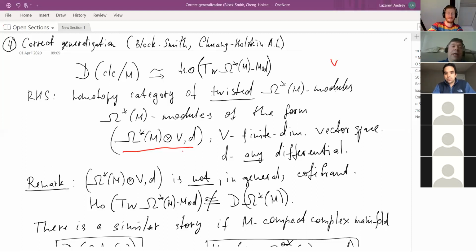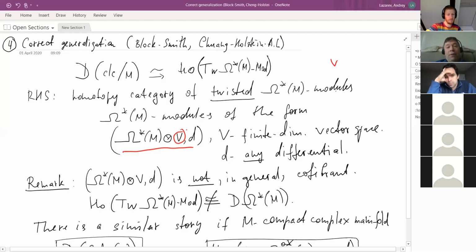For example, V could itself be one-dimensional. That's quite possible. If it's one-dimensional, then there is no way that Ω*(M) could be non-trivially a cofibrant module over itself. The only way that it's a cofibrant module over itself is if it has its own differential. But if you consider it as a twisted module, it could be twisted in a non-trivial way.